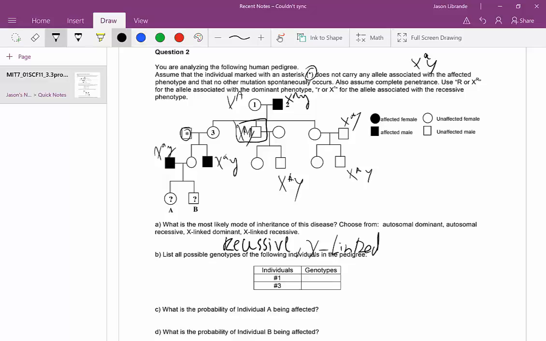We know that the father always has to give the females this recessive allele. So for something like this female right here, we know she has to be heterozygous. She's unaffected, but we know she has to get at least one of those alleles from her father. Okay. Same thing with this female right here. We know she's going to be heterozygous.